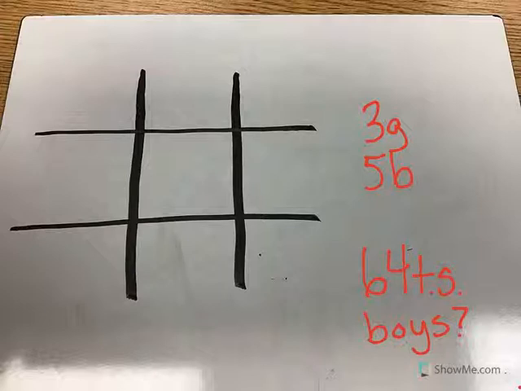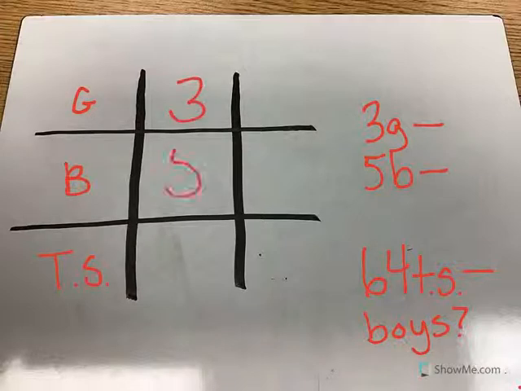So how are we going to set this up? On this, we have a hashtag. I can use it for various proportions, but I love the hashtag when they give me 3 different parts. I have girls, I have boys, I have total students. So on this, I'm going to label it as such. Okay, girls, boys, and total students. Okay, I'm going to write down the information that they gave me, 3 and 5.